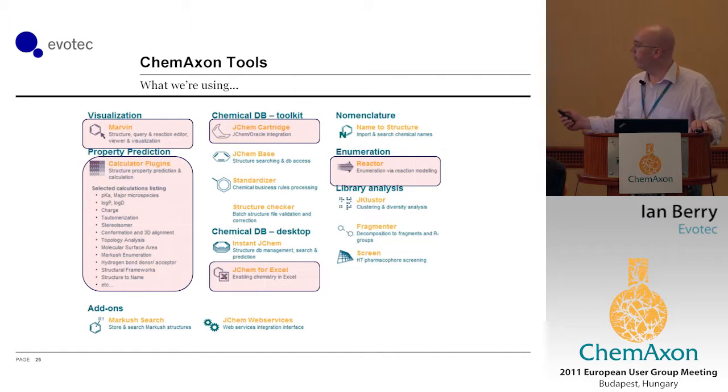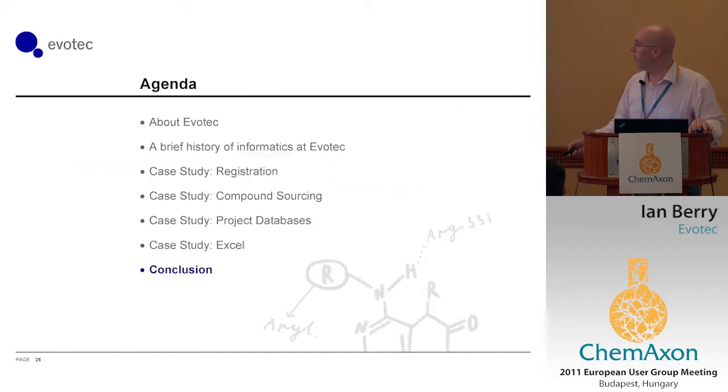Again, a nice thing is that we're using Reactor quite a lot. We're using the cartridge, so accessing the cartridge through JChem for Excel, and all the calculators.